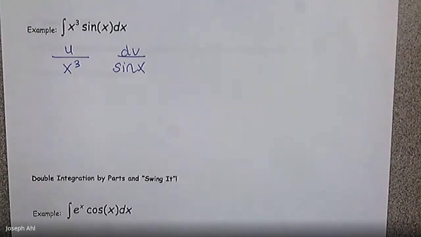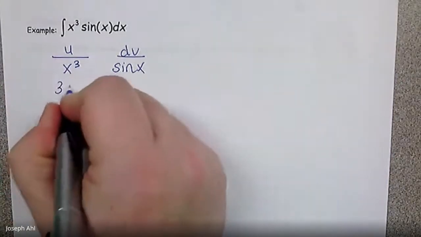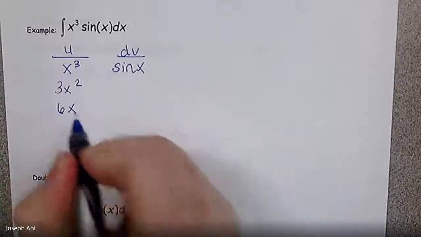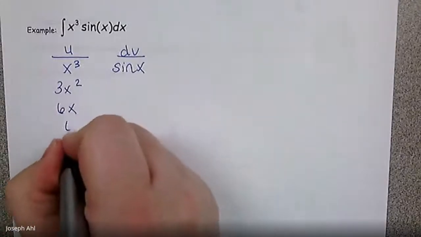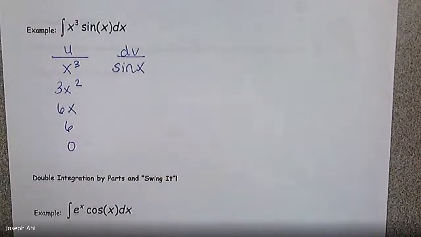If we have to go a couple of integrals out, we don't want to deal with something that is going to be messy to integrate there. All right. So as I go down the line here, if we start finding some derivatives, this is going to be 3x squared. That turns into 6x, and then that turns into 6, and then eventually we get 0 on this side.